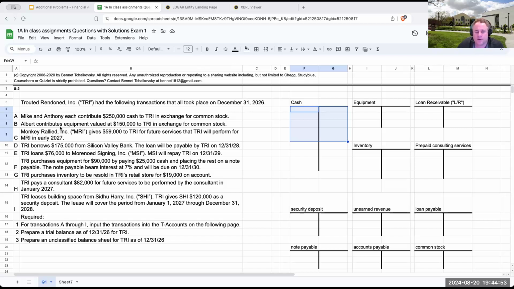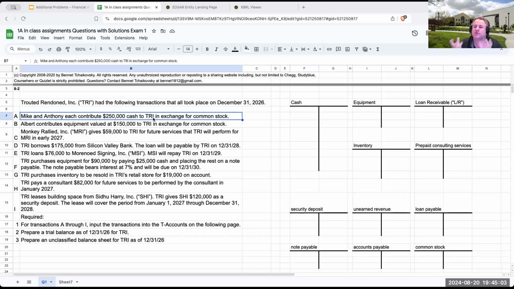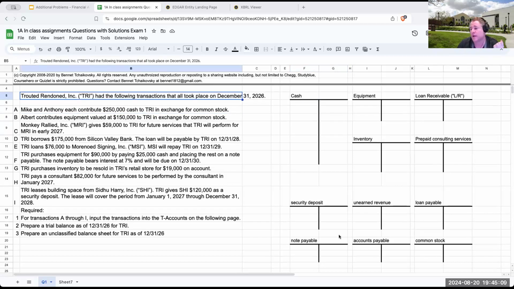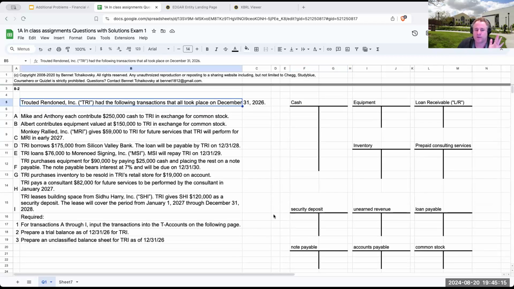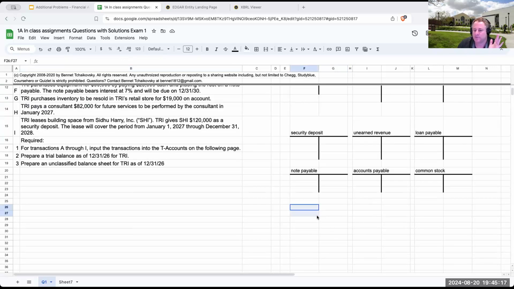Let's go over here and look at the first one. Mike and Anthony each contribute $250,000 cash to TRI in exchange for common stock. We're doing this for TRI. We are trying to make our baseball careers work out, but I'm going to stop with the jokes, right? So Mike and Anthony, we kind of think about this. So we are TRI.